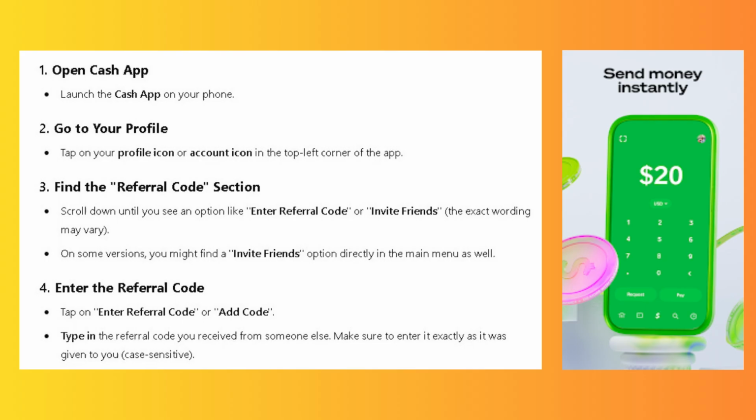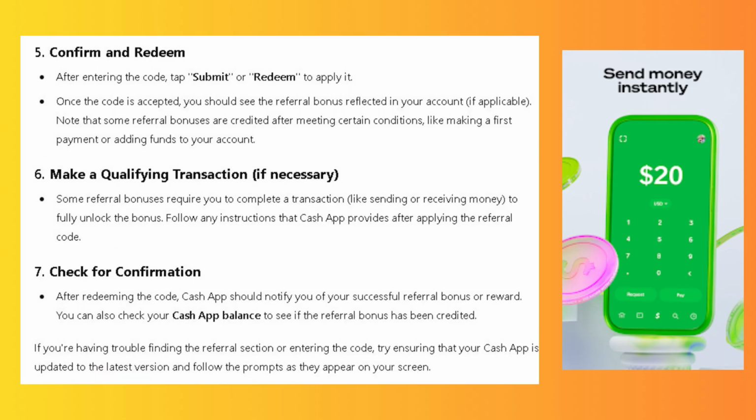Type in the referral code you have received from someone else. Make sure it is entered exactly as it was given to you. Confirm and redeem. After entering the code, tap Submit or Redeem to apply it. Once the code is accepted, you should see the referral bonus reflected in your account.